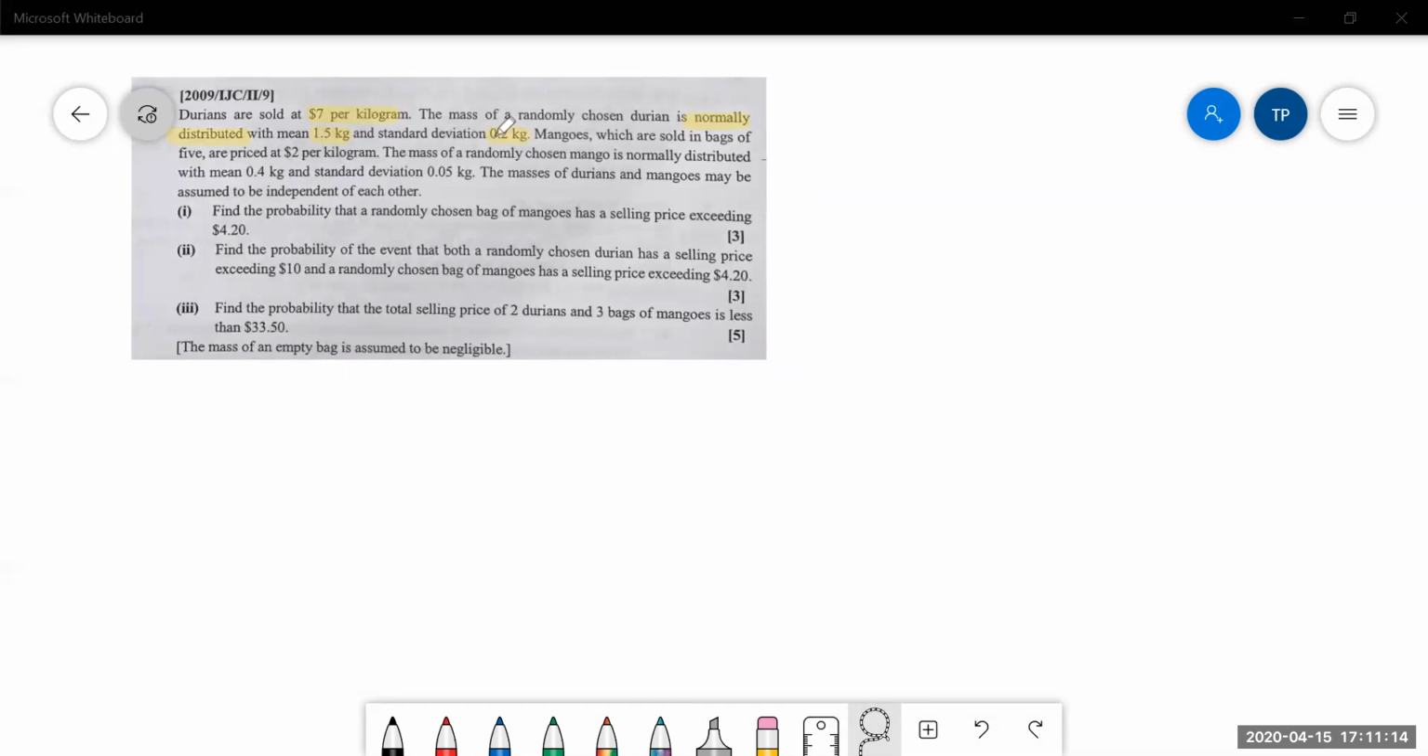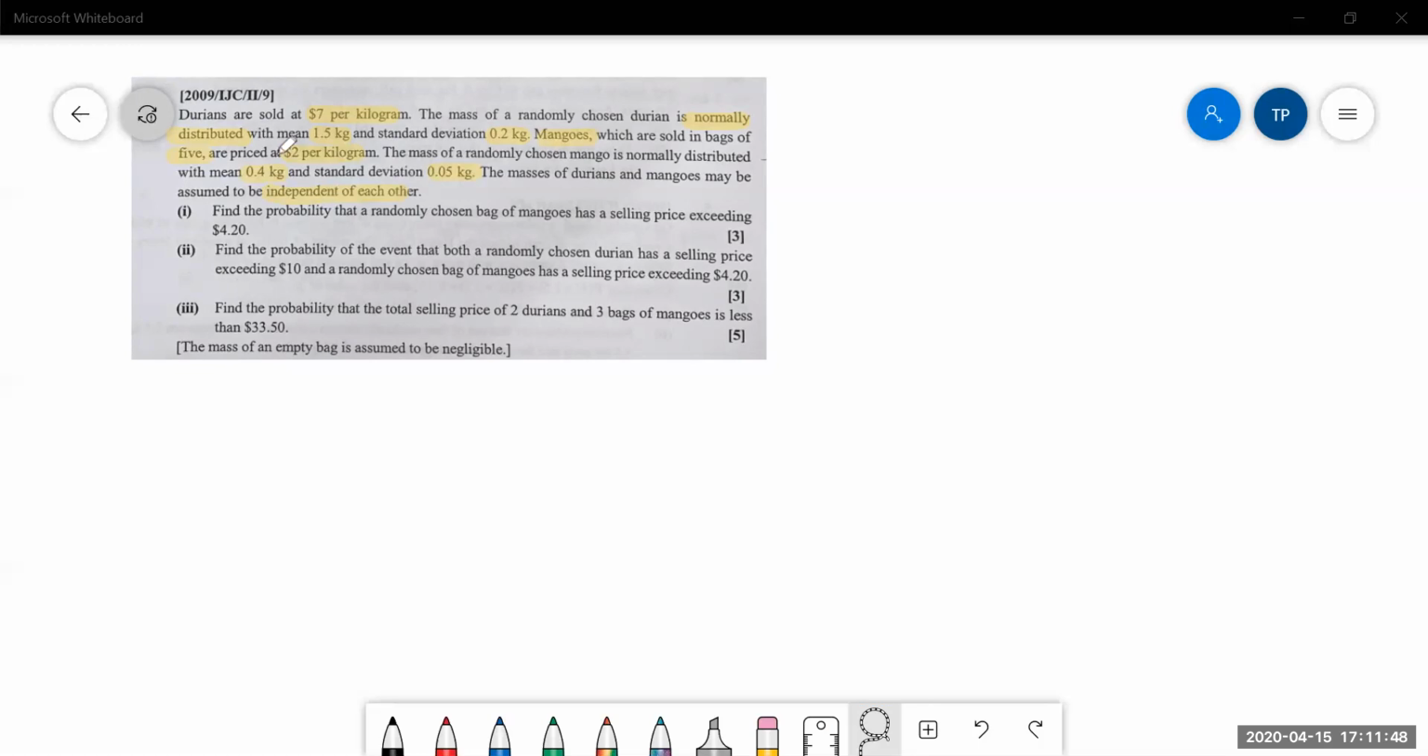Then also there is another: mangoes are sold in bags of 5. There's a reason why they tell us this. $2 per kilogram. The mass of a randomly chosen mango is normally distributed with mean 0.4 kg and so on. All these are the standard normal distribution parameters that they give us. The masses of the durians and mangoes may be assumed to be independent of each other. Basically it means how the durian weighs and how the mango weighs do not depend on each other.